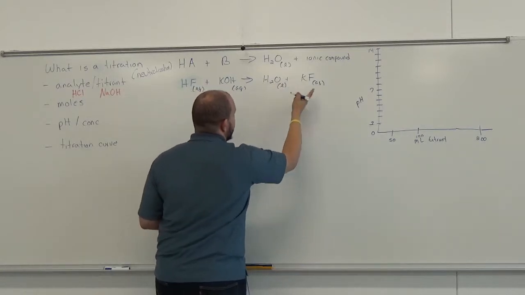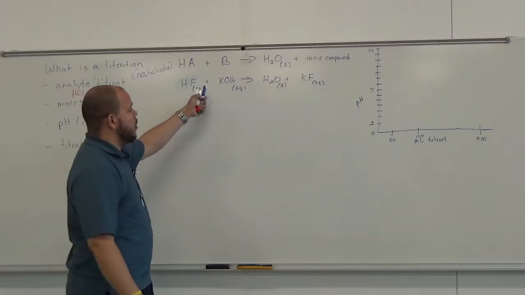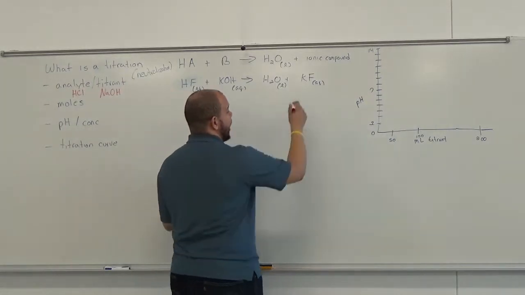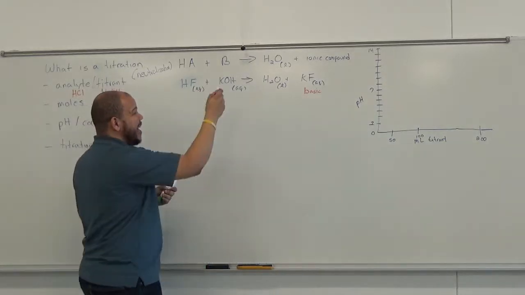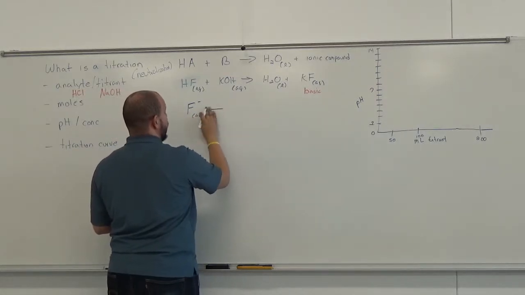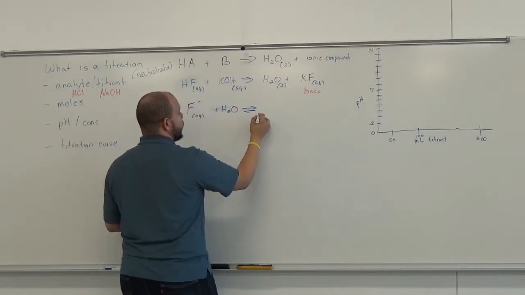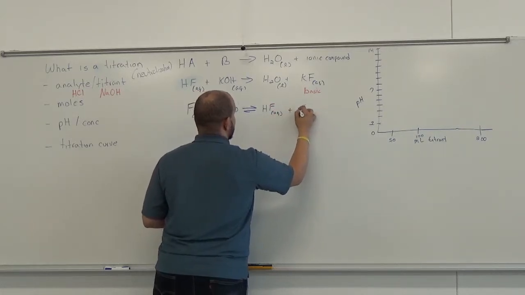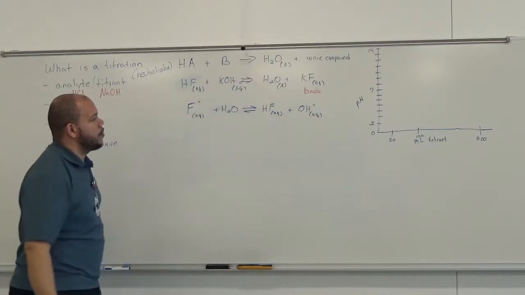Also a 1-to-1-to-1-to-1 stoichiometric relationship. But now we're dealing with a weak acid and a strong base, and we have created a basic anion. Why is this basic? Remember that F minus in the presence of water is in equilibrium with HF and OH minus. So both of these are in equilibrium.